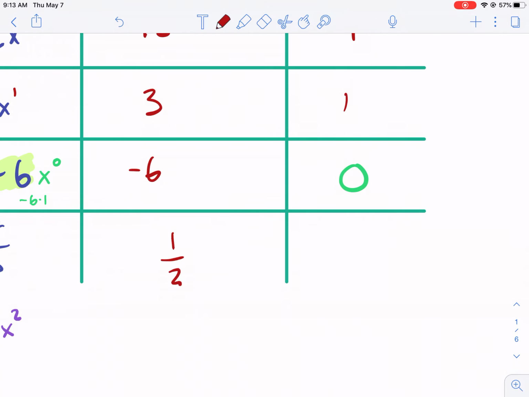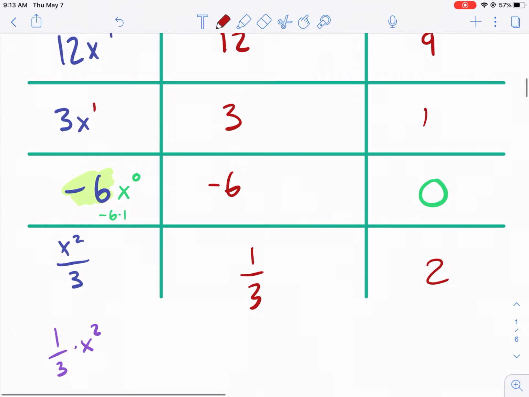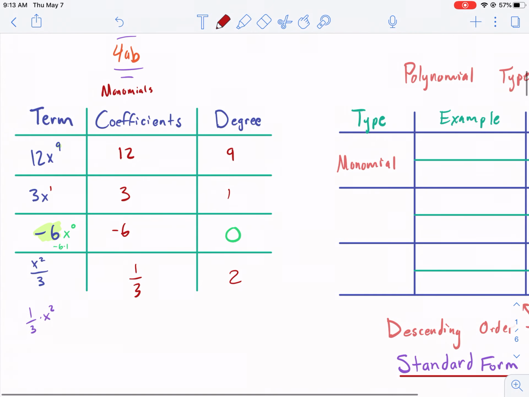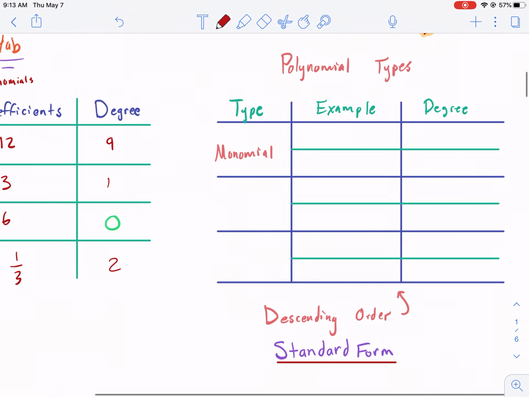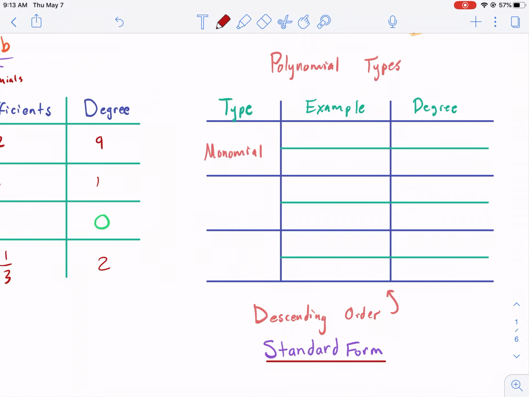So we have 1/3, and then the degree is 2, because it's x to the second power. So that's some clarification on some of the monomials and what it means to have a degree and what the coefficients can look like. Now let's talk about polynomial types.